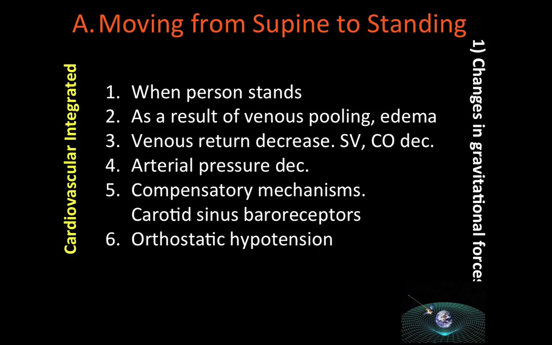So first, number one, changes in the gravitational force. The following changes occur when an individual moves from supine to standing position. When a person stands, let's look at what happens. When a person stands, a significant volume of blood pools in the lower extremity because of the high compliance of veins. So veins have high compliance, and that's why we have a volume of blood pooling down there. And muscular activity would usually prevent this pooling.